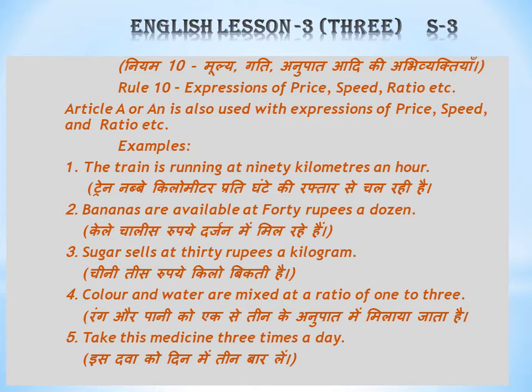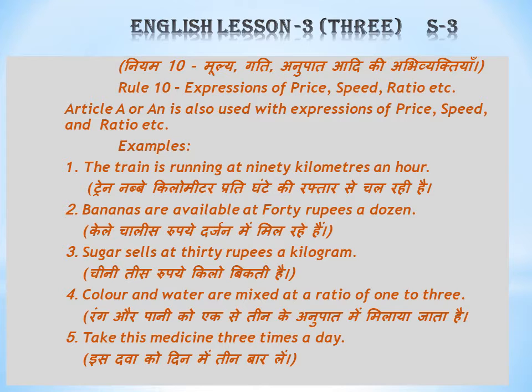Example number 1, the train is running at 90 kilometers an hour. Example number 2, bananas are available at 40 rupees a dozen. Example number 3, sugar sells at 30 rupees a kilogram. Example number 4, color and water are mixed at a ratio of 1 to 3. Example number 5, take this medicine 3 times a day.